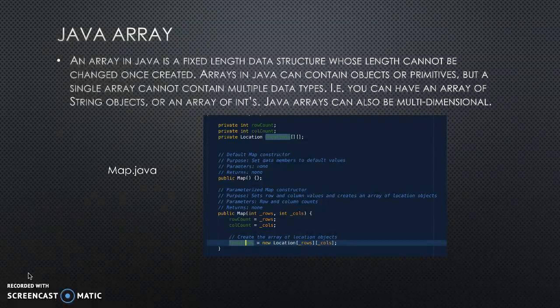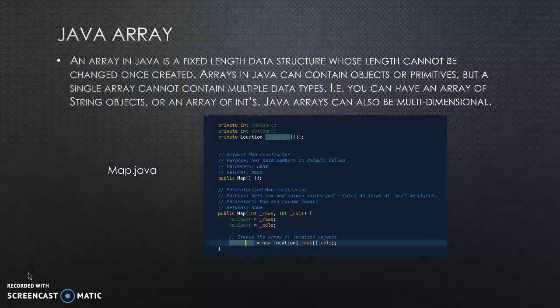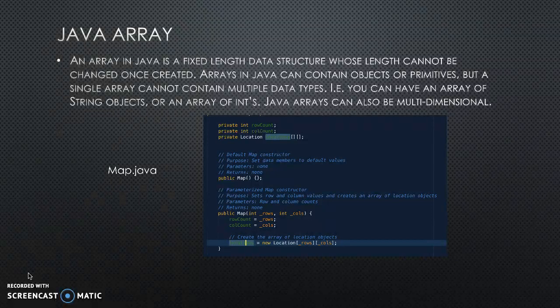In this example we have the Map class, and in the Map class we have the setting of a location array, which is a two-dimensional array. This two-dimensional array will contain rows and columns that have information about the map. So we put information about the features on a map inside of this location array.